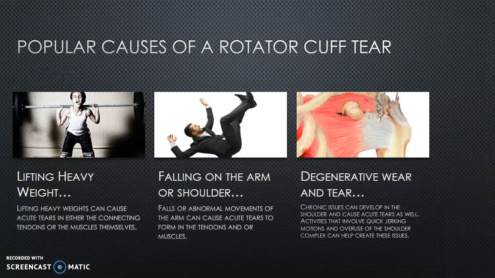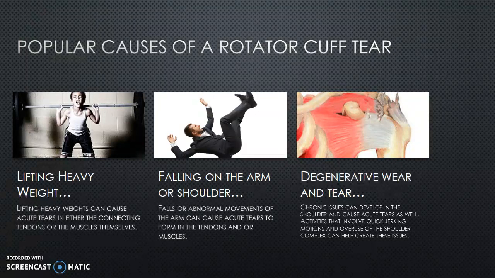Next, that's going to bring up the most popular causes of a rotator cuff tear. The first one on the list is lifting heavy weights. Lifting heavy weights can cause acute tears in the tendons or connecting tendons and ligaments in your joints, or even in the muscles themselves. Lifting heavy weight that you're uncomfortable with, or that your body can't control because you're not strong enough quite yet, can cause a multitude of injuries. It's really not great on your joints or your muscles to strain them that much. So it's best to drop the weight down just a little bit to something that you're able to control a lot better, and you're still getting the proper work in that you want.